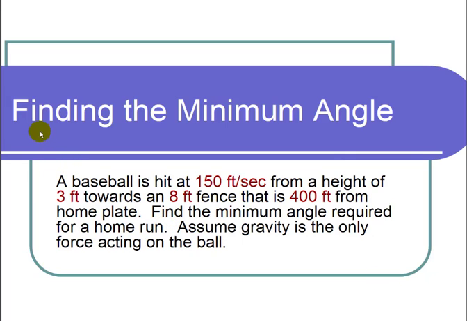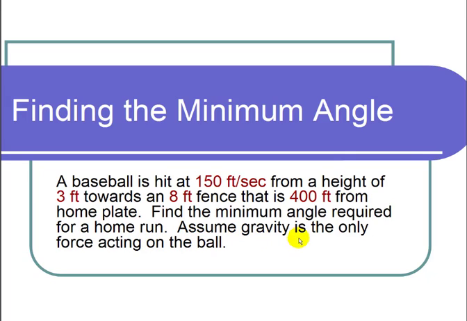This is a video on finding the minimum angle. The question states, a baseball is hit at 150 feet per second from a height of 3 feet towards an 8-foot fence that is 400 feet from home plate. Find the minimum angle required for a home run. And a home run means that we've hit it over that fence, so just at that fence 8 feet high.